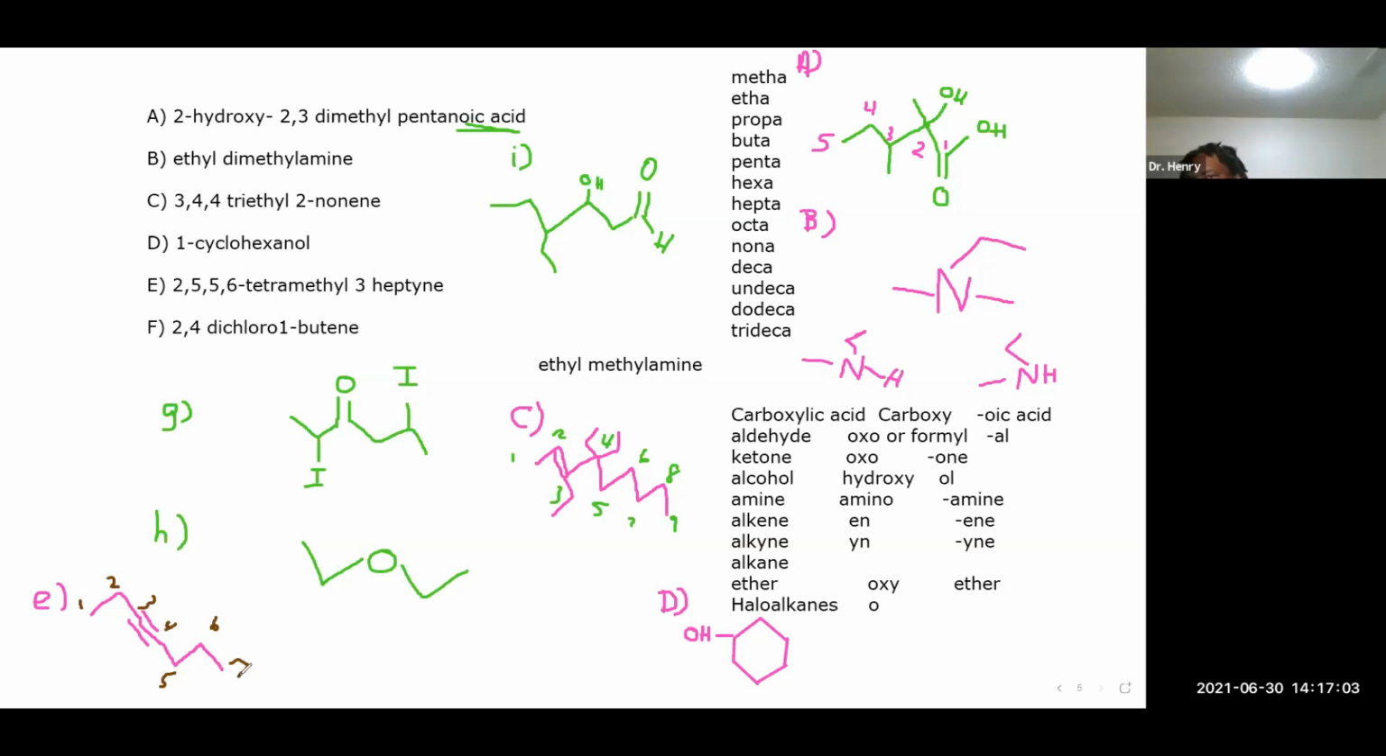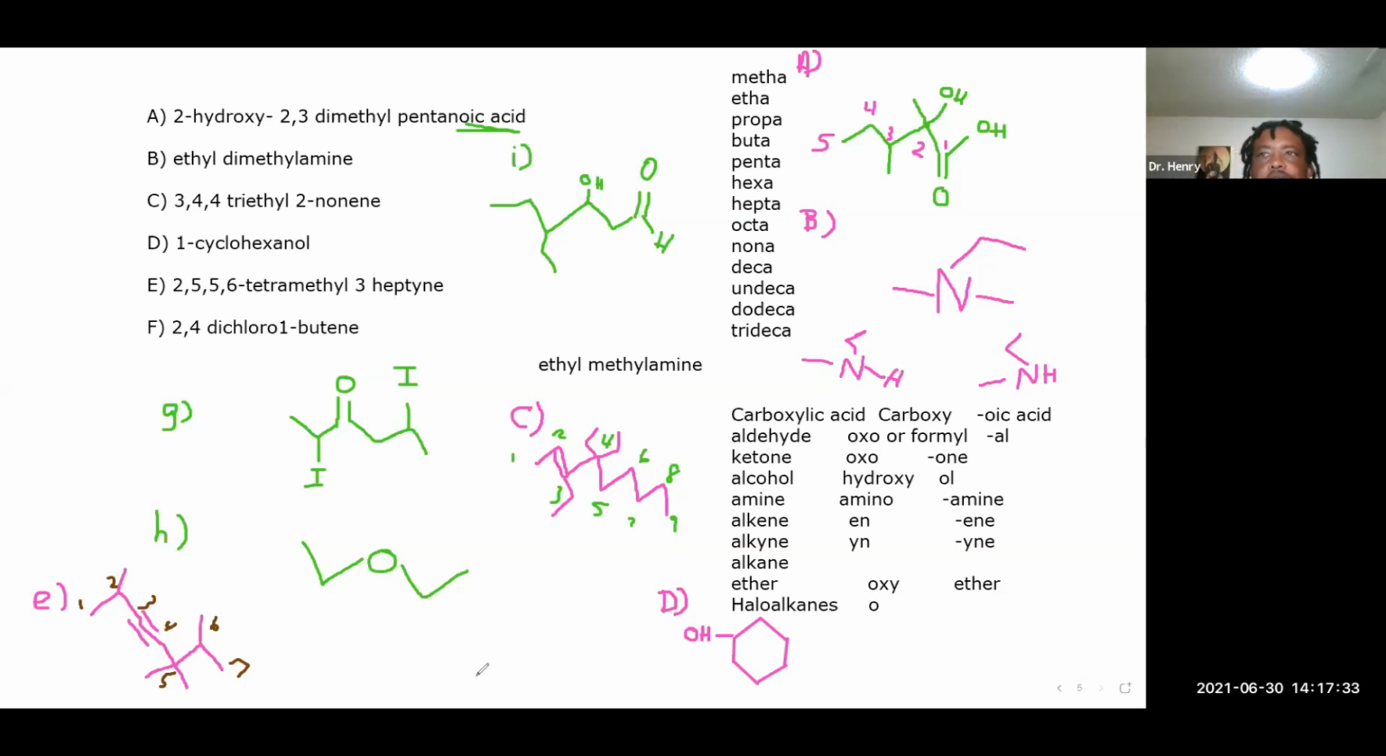Am I missing anything? So on 2, you add a methyl on 2. You guys put it down. Yes. Methyl on 2. And then you add 2 on the 5. 2 on the 5. And then 1 on the 6. And 1 on the 6. Okay.